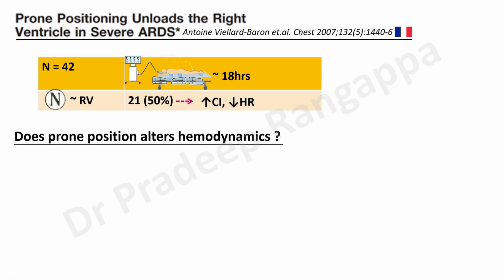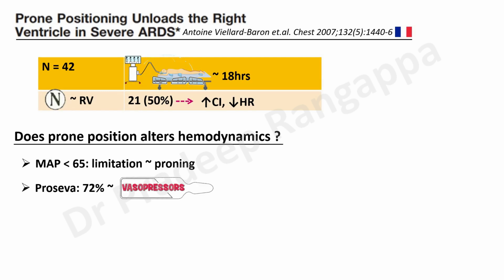So does prone position alter hemodynamics? Very often I see that we say the patient is hypotensive, that's why we've not proned. That can be a common reason as to why we don't prone, but it is very clearly shown that it should not be a limiting factor for proning, because MAP of less than 65 should not be a limitation. Why do we say that? Because when you look at the PROSEVA trial, which is a positive trial that showed significant mortality benefit, 70 to 73% of the patients were hypotensive needing vasopressors. In the PROSEVA trial, 72% of them were on vasopressors, which means that should not be a limiting factor for proning. These are important messages that came from this trial.